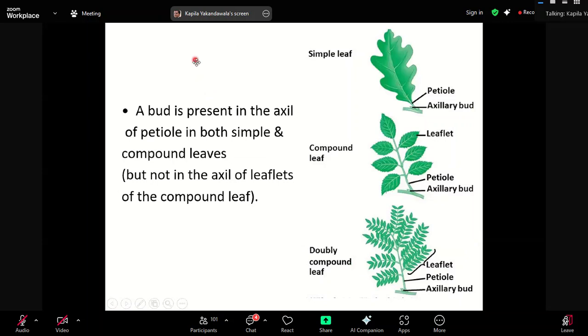Compound leaves: how can you distinguish a compound leaf from a simple leaf? This is a simple leaf. Is this a leaf? No. Then this is a leaflet. How do you know that this is a leaflet? Can anybody tell me this is a leaflet, not a leaf? You can easily recognize it because every leaf has an axillary bud, as you can see here. Every leaf has an axillary bud.